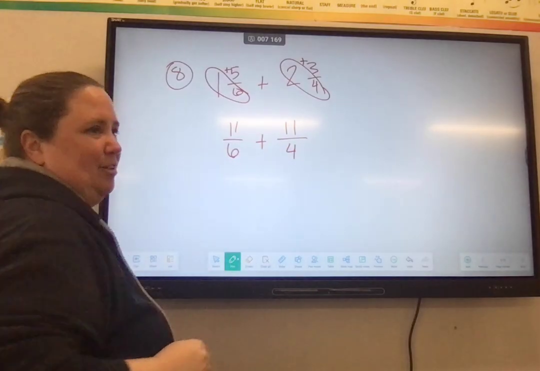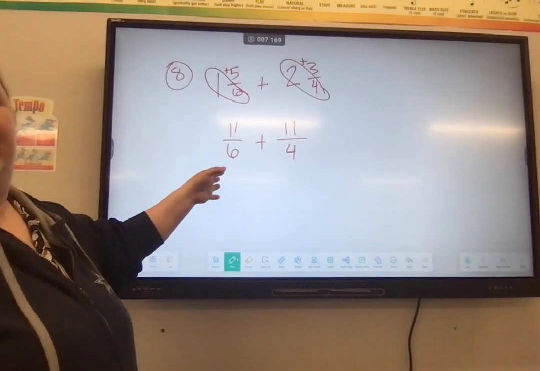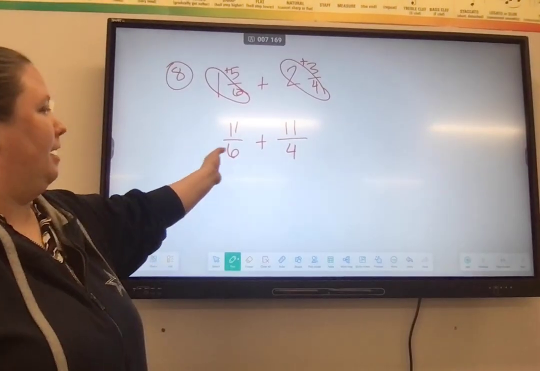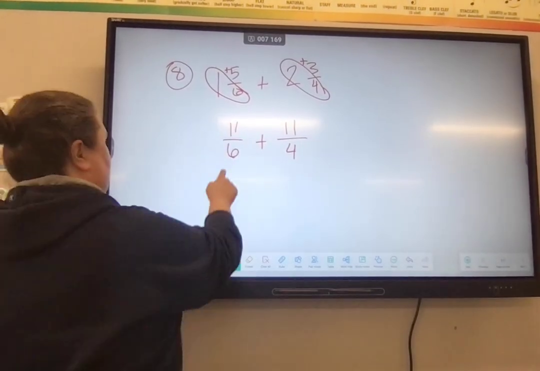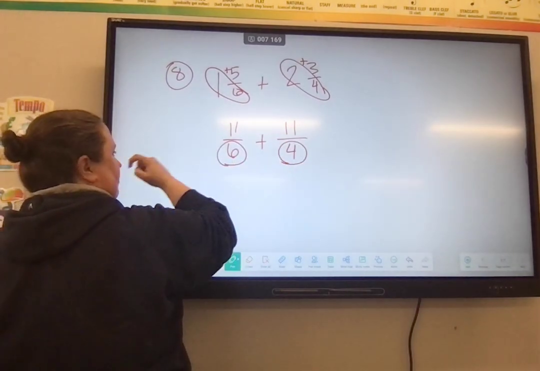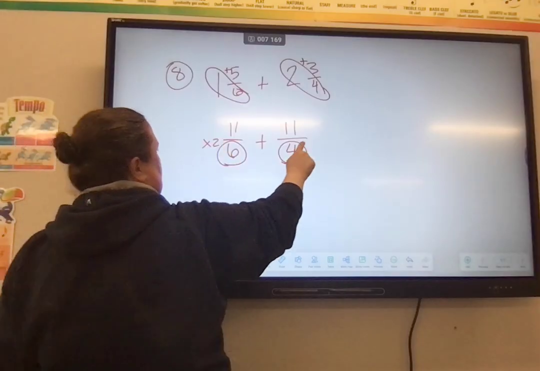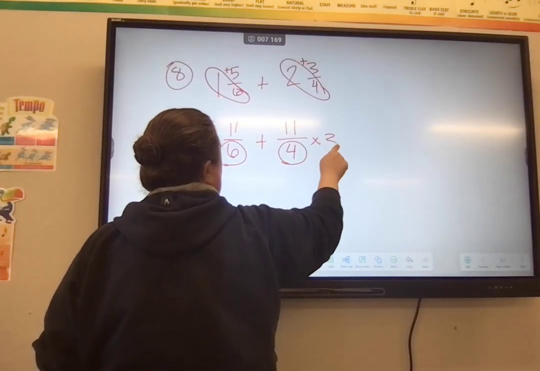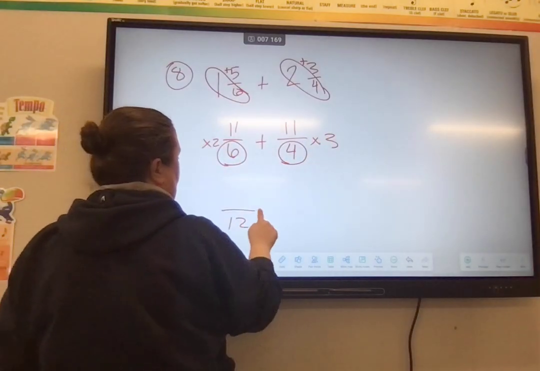All right, now to add. Do I have common denominators? No. What can I use? 12. Yes. This can go into 12, and this can go into 12. What times 6 equals 12? 2. So this times 2. What times 4 equals 12? 3. So 12 on the bottom for both of these.